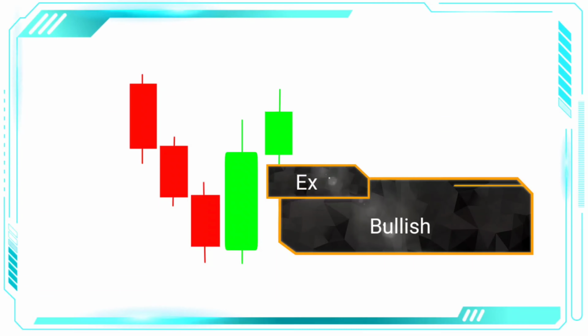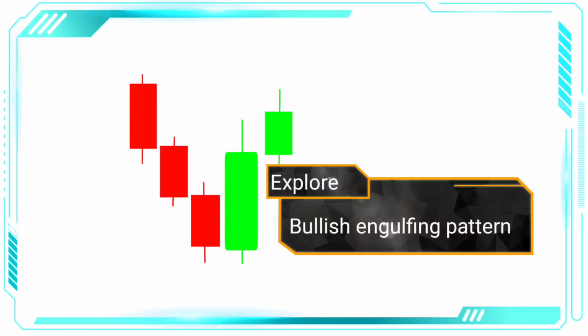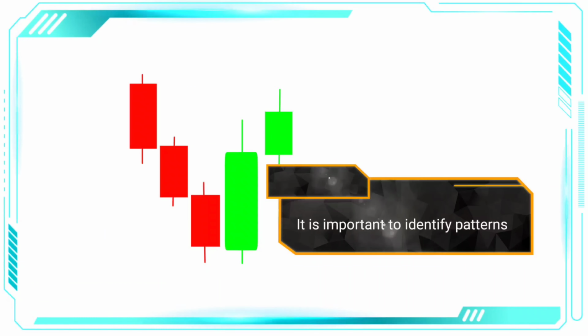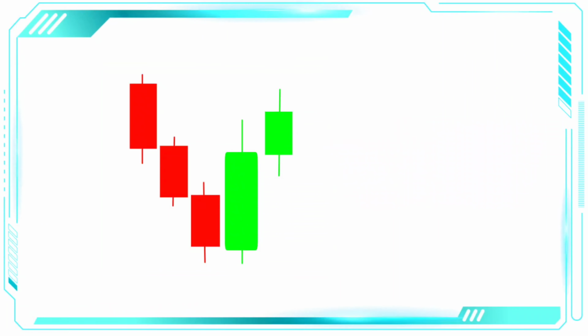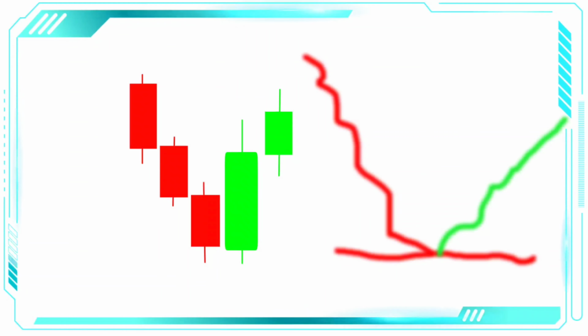Let's explore the bullish engulfing candlestick pattern. In the world of trading, it's important to be able to identify patterns that can help you make more informed decisions. One such pattern is the bullish engulfing candlestick pattern. The bullish engulfing pattern is a two-candlestick pattern that occurs at the end of a downtrend.